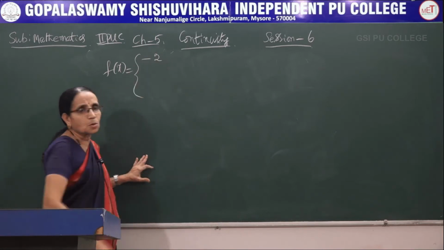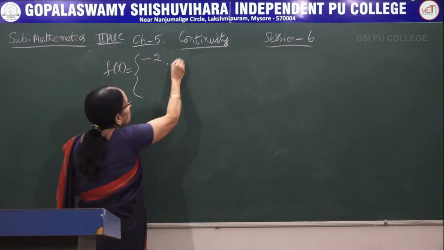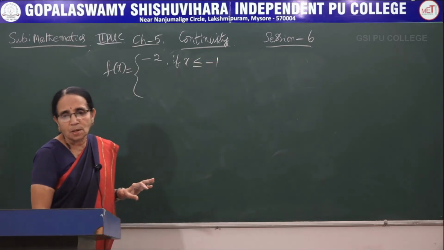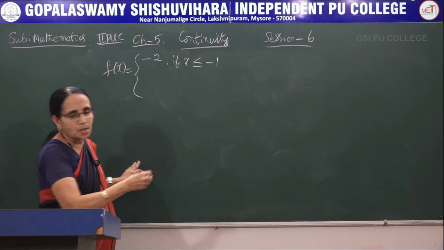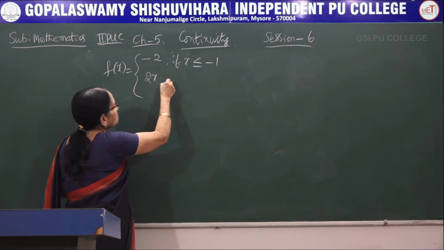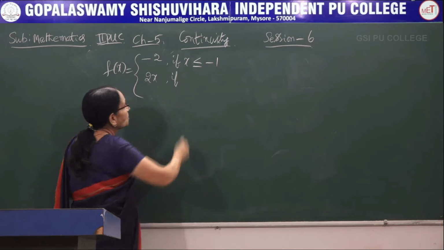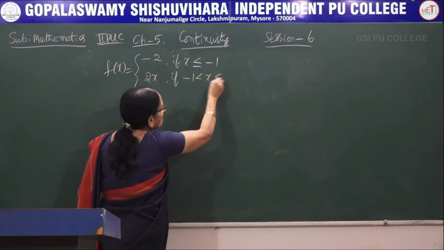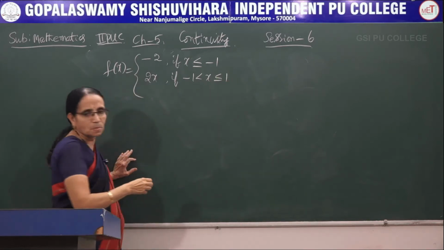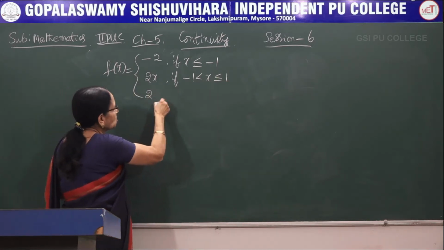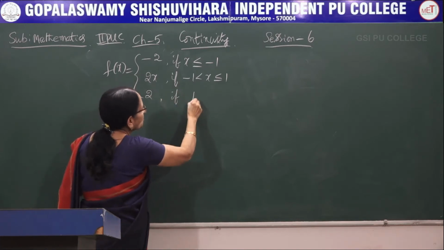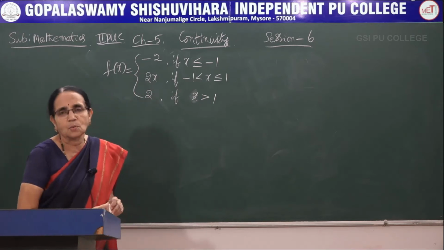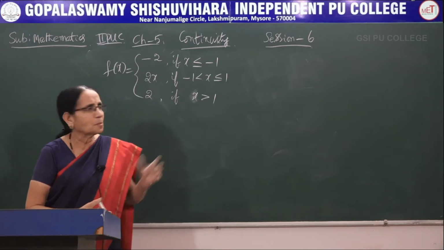f(x) is equal to minus 2 if x is less than or equal to minus 1. This is the first part. The second one is equal to 2x if minus 1 is less than x less than or equal to plus 1. Lastly, it is equal to 2 if x is greater than 1.